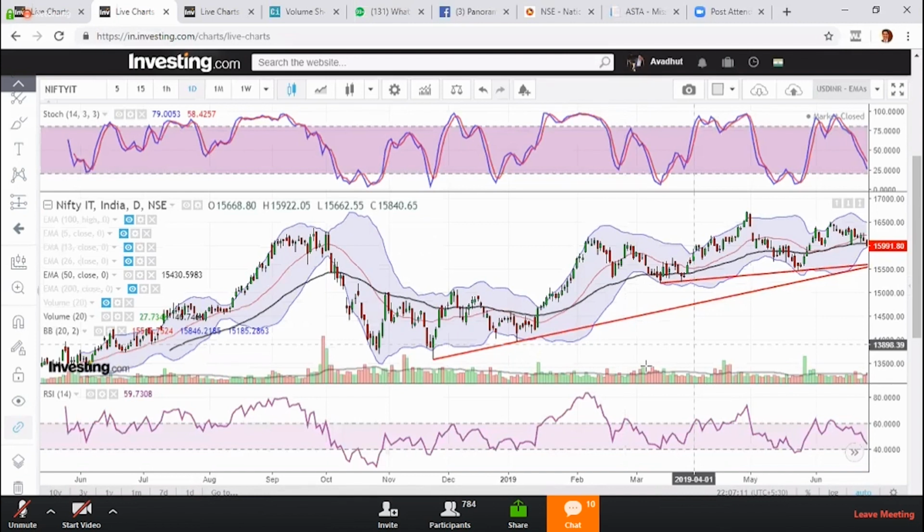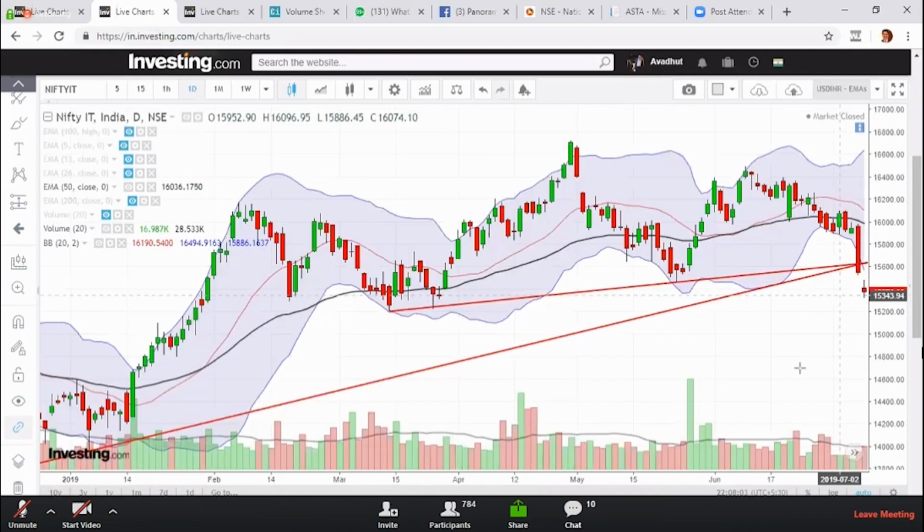But here look at this, very interesting. There was a neckline. There is a head and shoulder pattern on Nifty IT. This is a head and shoulder pattern, right? There was a fall, and I was expecting a test of this trend line. So there are two trend lines which are broken.